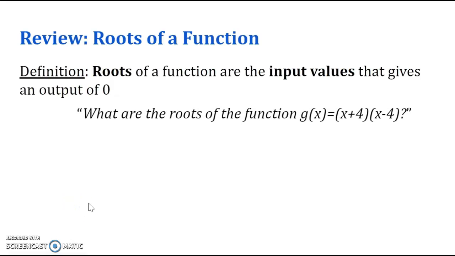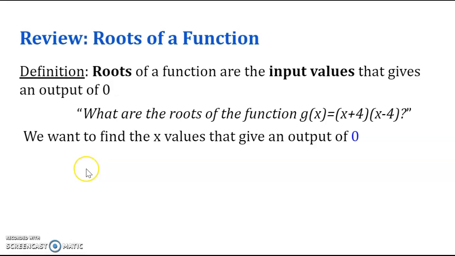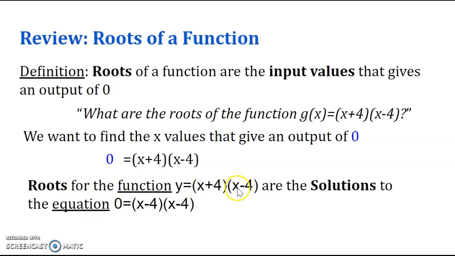So what are the roots of the function g of x is x plus 4 times x minus 4 going to be? We want to find the x values that give the output of 0. So g of x is x plus 4, x minus 4. We are going to let the equation be equal to 0. And the roots of the function are the solution to the equation, which is going to be x is equal to 4 and x is equal to -4. And one of the students asked in the Desmos activity, are the roots always the same as the solutions? Yes, they are always the same as long as you are looking for the solution for the equation that is equal to 0.